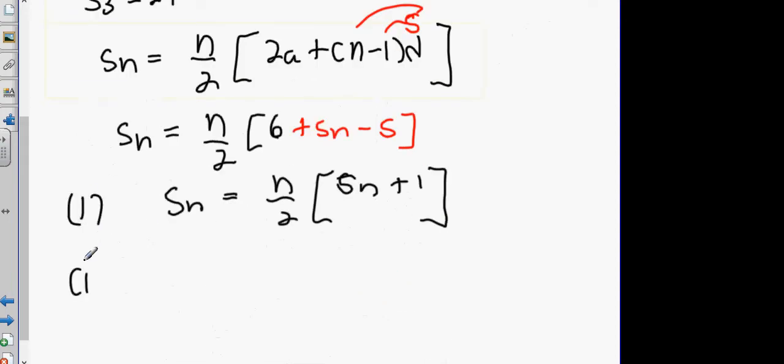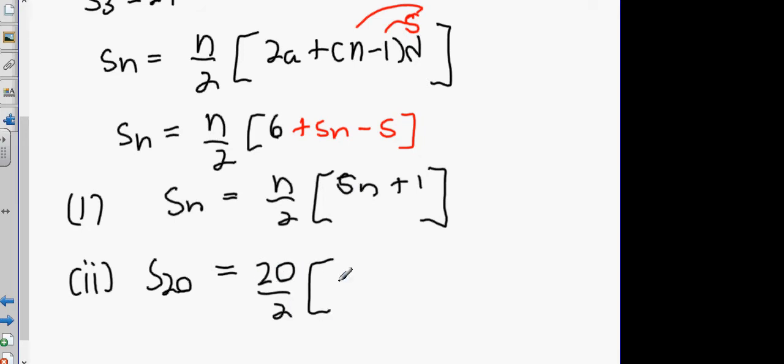The answer of part 2 is find S20. You put in 20, which means the first 20 terms added together. So you get 20 divided by 2, 5 times 20 is 100, so it's 100 plus 1.